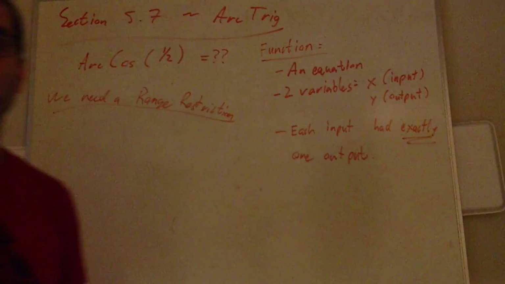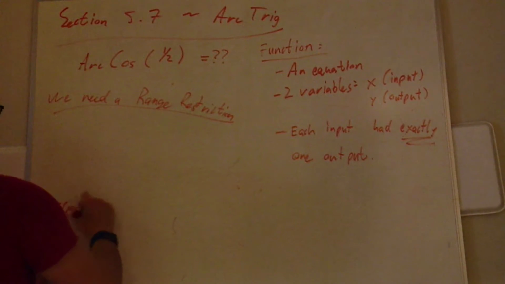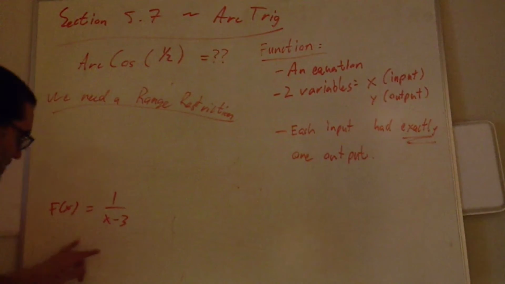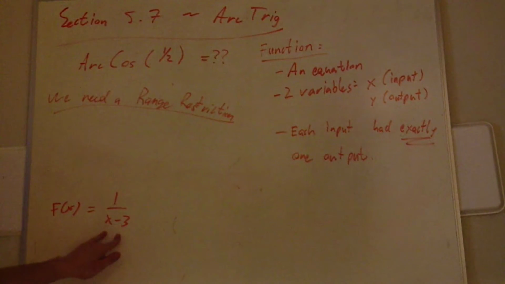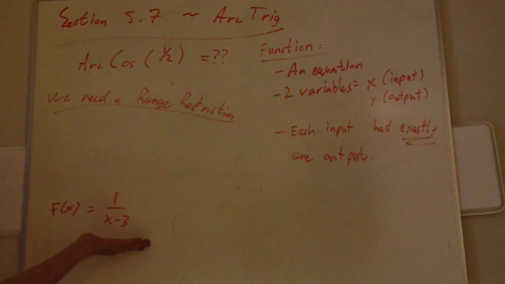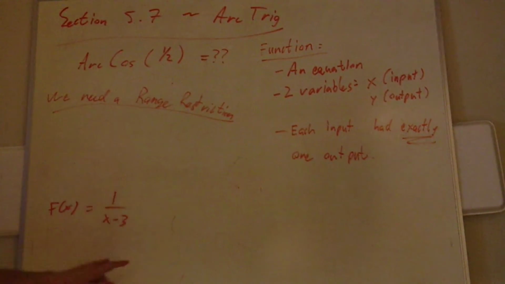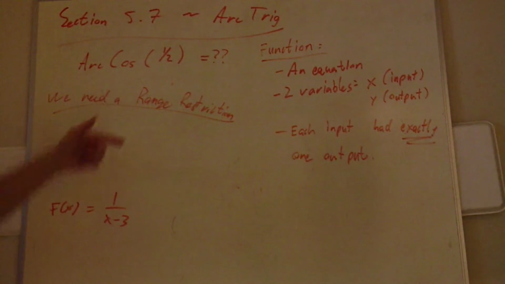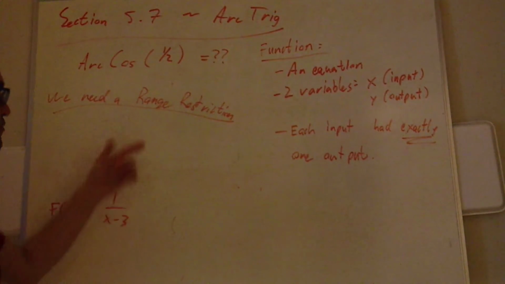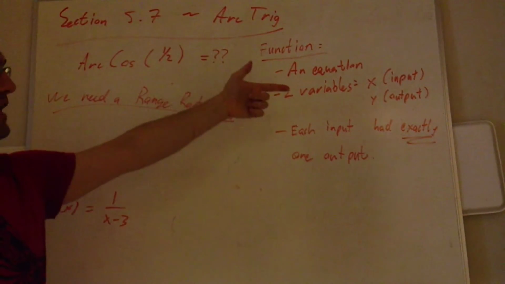Domain restrictions happened when we were playing with functions that there were certain numbers that we were not allowed to plug into the function. Things like f of x equals 1 over x minus 3. If this is your function, you can't plug 3 into this function and get an output. So this has a domain restriction. Range restrictions are going to work kind of the same, except instead of restricting what we are allowed to plug into the function, they're going to restrict what we are allowed to get out of the function as an output.